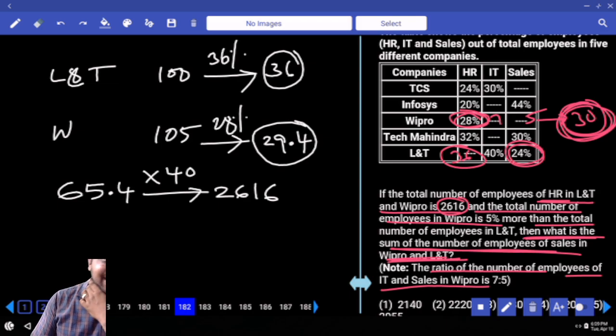Here 4 is there, here 6 is there. In the 4 table, 4 comes only 4 times. What about the 0? There is a decimal. 65 times 4 is 260, so 65.4 times 40 is 2616. Don't spend an hour doing this.